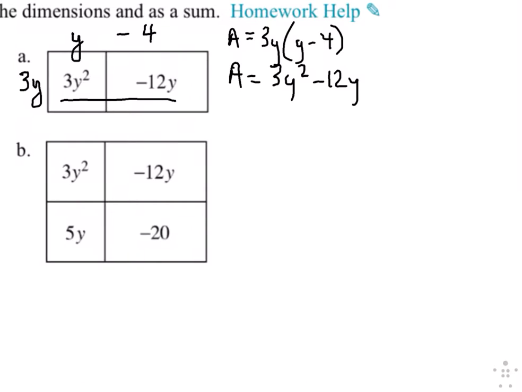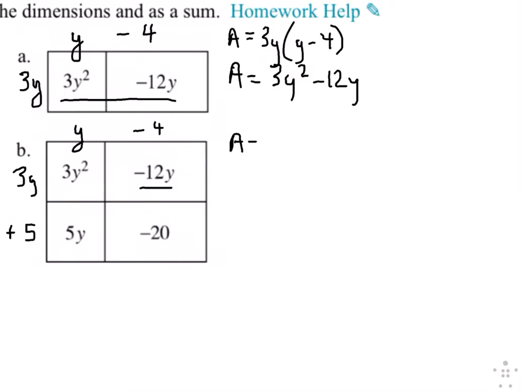Okay, for the next one, for B, we have, again, a 3y squared, so that's a 3y and a y, right? And then y times what is 5y? So that's plus 5, to make it easier to read. And then 3y times what is negative 12? So that's negative 4, right? And then we could check this. Negative 4 times 5 is negative 20, so it works.